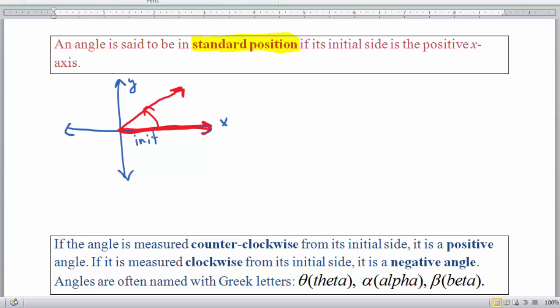Again, this is the initial side. And that's why it's important the direction that I draw this arrow, right? I draw the arrow from the initial side to the terminal side. Okay? And as far as naming angles go, usually angles are named with Greek letters. So you might call this one theta. And then maybe I'll draw another angle in standard position.